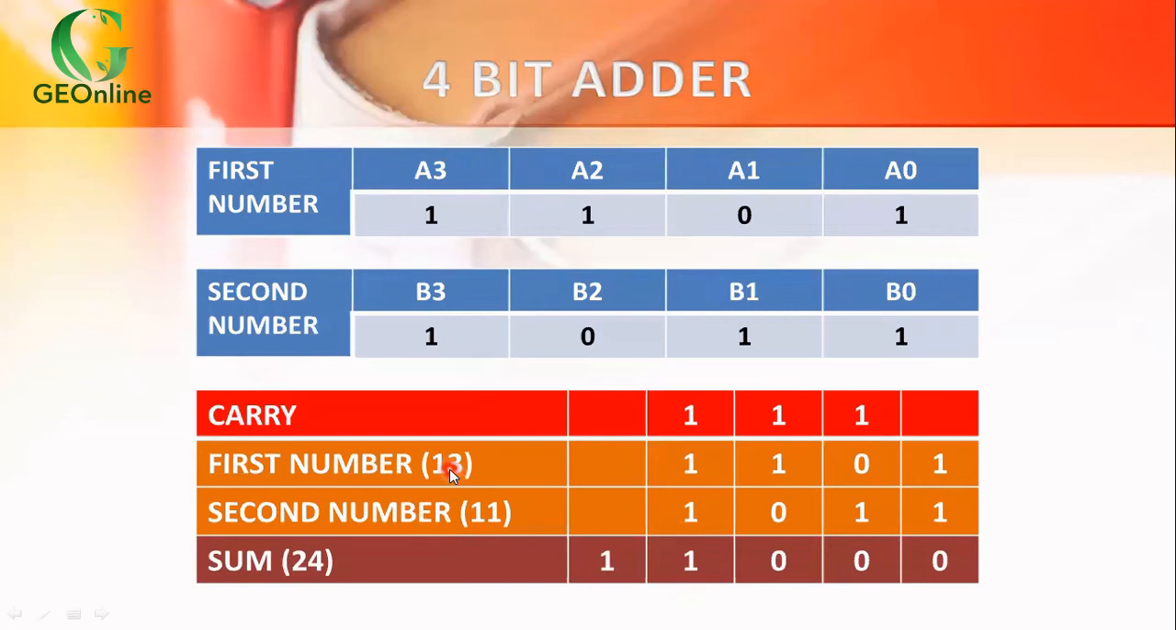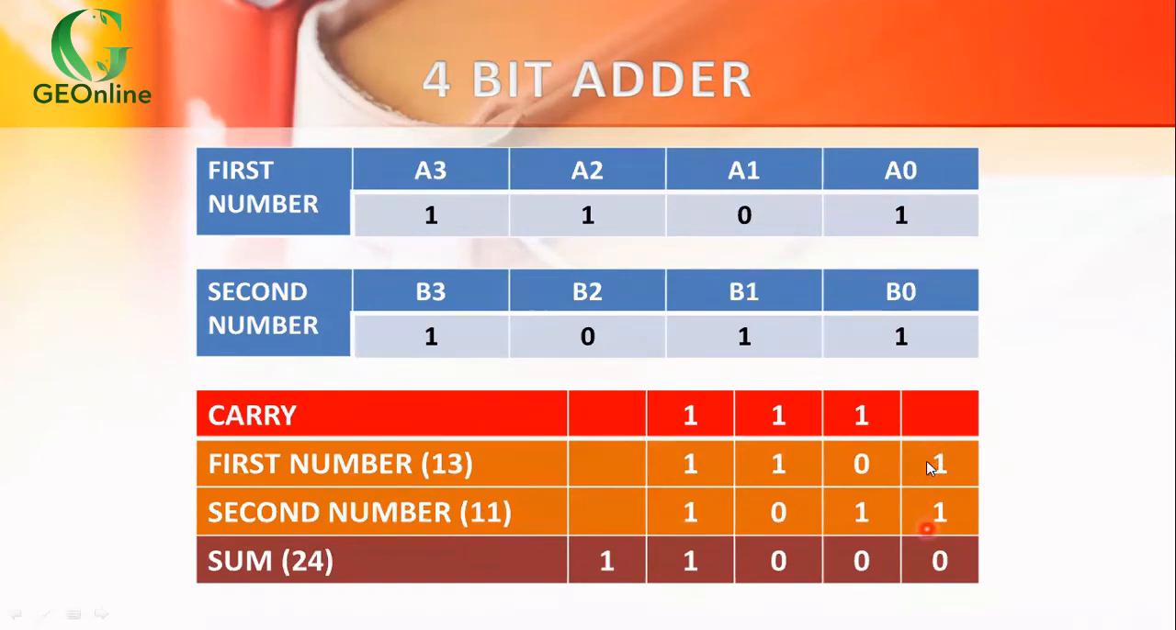So we have to add these 2 numbers. First number is 1101 and second number is 1011. The decimal equivalent of 1101 is 8 plus 4 plus 1, 13. Second number 1011. The decimal equivalent is 8 plus 2 plus 1, 11. So we have to add these 2 numbers.